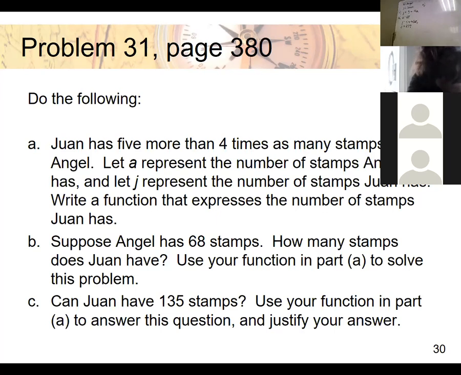Part C is this: can 1 have 135 stamps? Can 1 have 135 stamps? That means J is 135. So we're going to let J be 135. We're going to use part A and substitute the J with 135. So we get 135 is equal to 5 plus 4A.